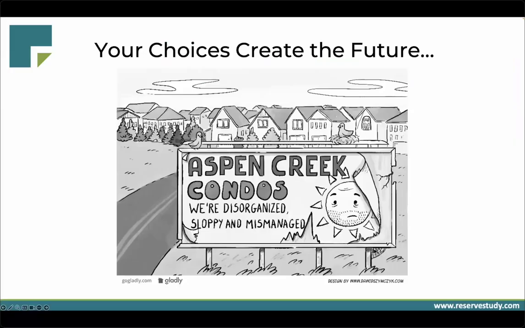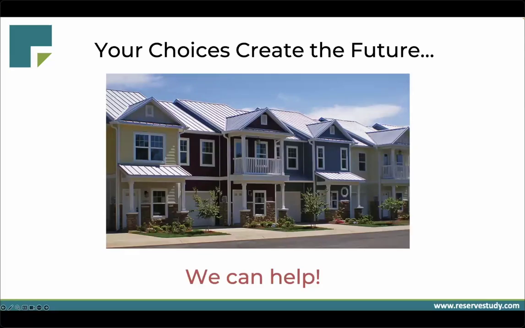So as we come to an end here, ultimately, the choices that you make are going to create the future for your association. So your future will either be a place like this, right? The Aspen Creek Condo Association that is sloppy, disorganized, and mismanaged. Or it could look like a place like this, right? Well-maintained and on its way towards a safe and secure future.